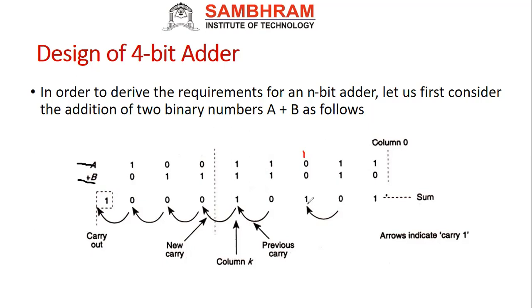Next 1 plus 1, what will happen? I'm not taking the previous carry here, okay? Yes, you have to think in that way. So here it's generating the carry. That is the meaning of that. So next, when adding 1 plus 1, the sum is 0, then the carry is 1. Okay, now what will happen?